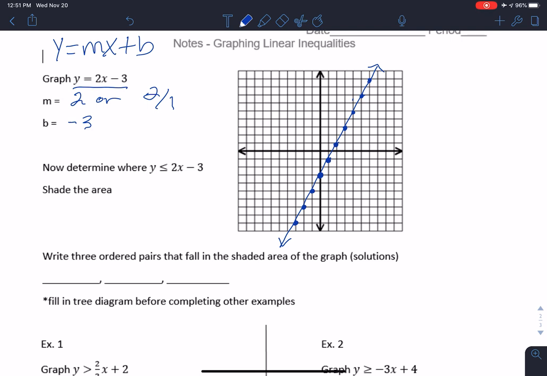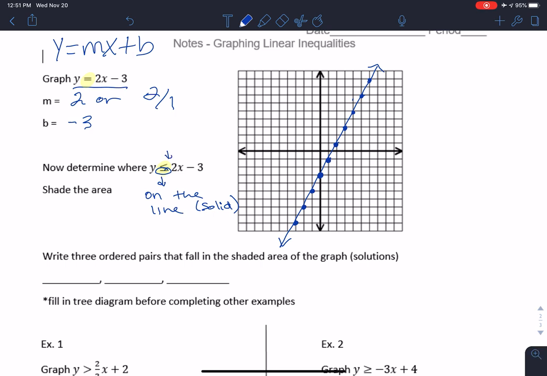Now, an inequality is very similar to an equation. The only difference is that an equation has an equal sign and an inequality has an inequality sign, and there's 4 options. This one says less than or equal to. So all this symbol is going to tell me is if my line is solid or dotted and where to shade. So because of this equal to part of the inequality symbol, my line is solid. Okay, so my solutions are on the line, and my line is solid.